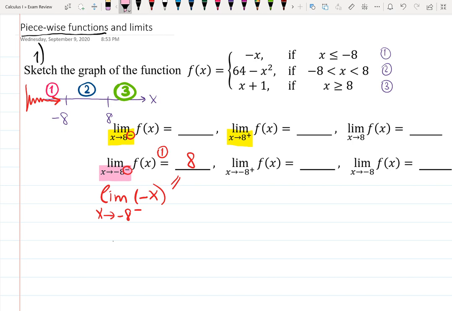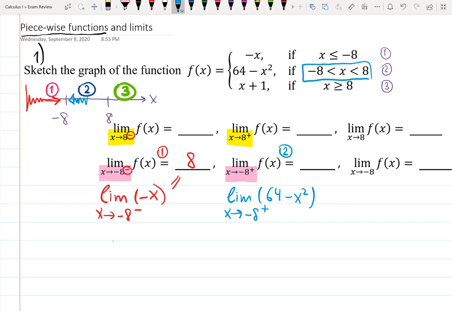What is happening with the same point as x approaches -8, but now from the right? When x approaches -8 from the right, I'm choosing function number 2. That means I'm talking about the limit as x approaches -8 from the right, and I'm plugging everything into 64 minus x squared, because it's exactly what happens when x approaches -8 from the right, standing literally on the right of -8. Let's plug in -8. Negative 8 squared is 64. 64 minus 64 is 0.